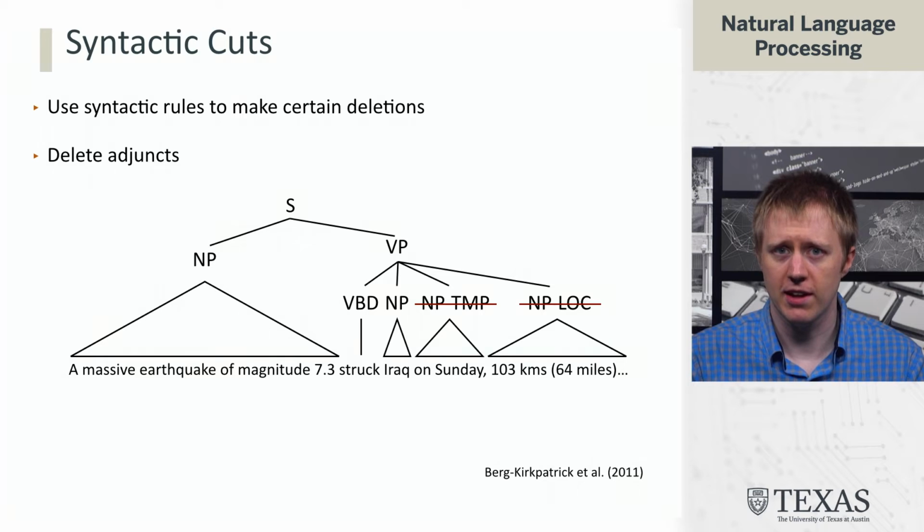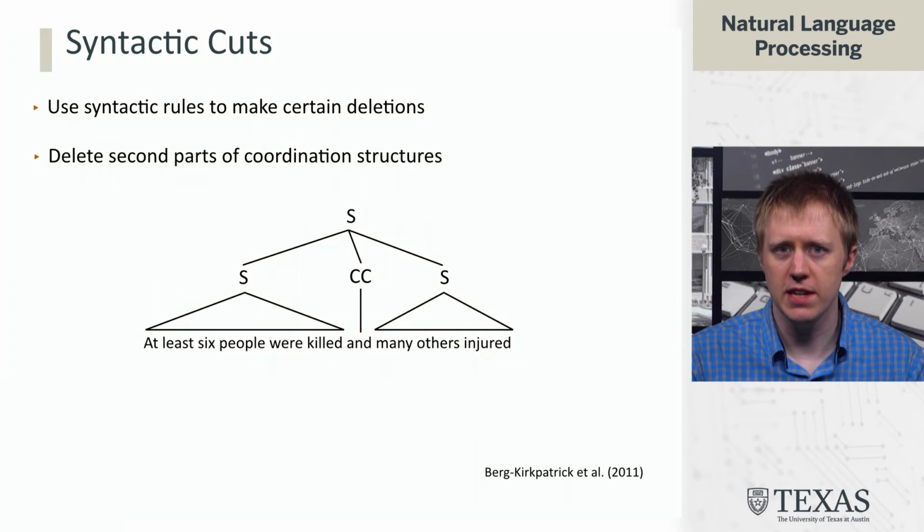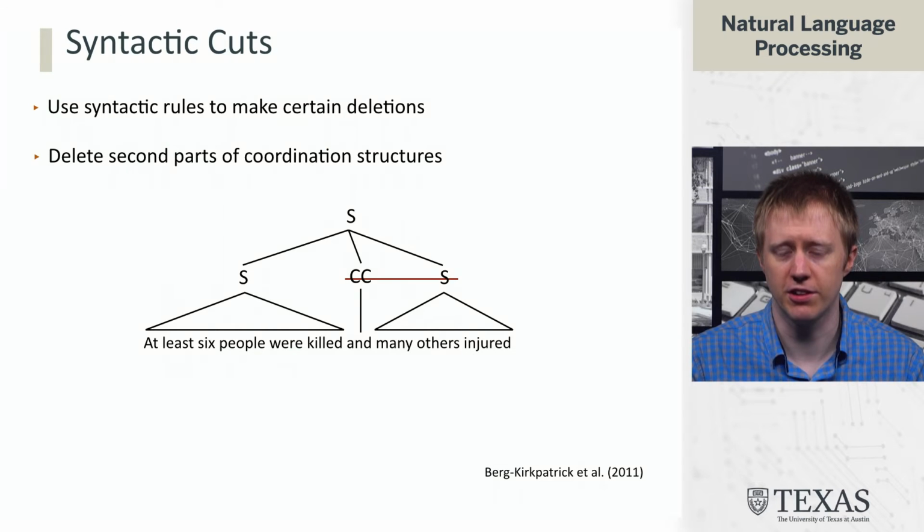So what this looks like is we say to the model, okay, you're allowed to extract this sentence, and then optionally you can delete these two nodes in the parse tree and everything else that comes underneath it. So if we deleted these two, we would not be including on Sunday and 103 kilometers in the summary. All right, another example of what we could delete is with coordination. At least 6 people were killed and many others injured. We could delete this bit about many others being injured and just keep the first piece here.